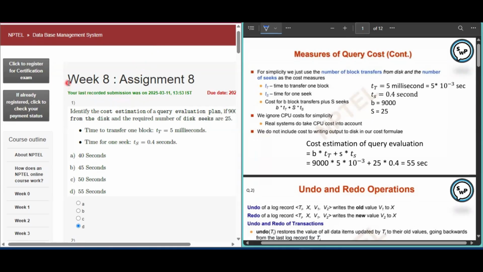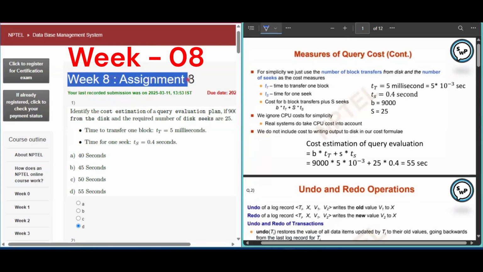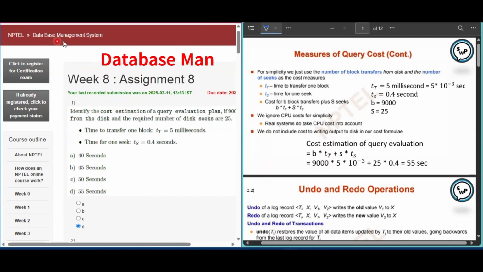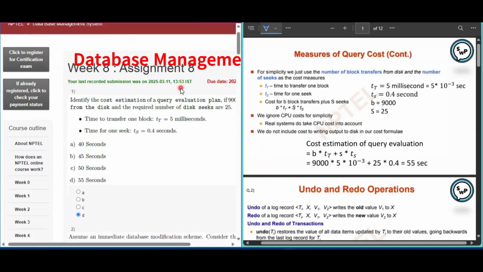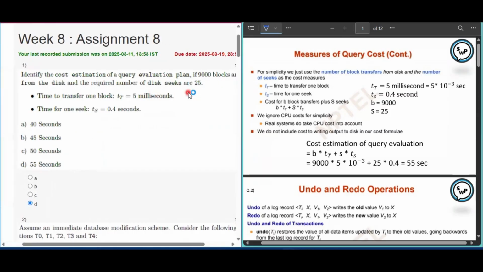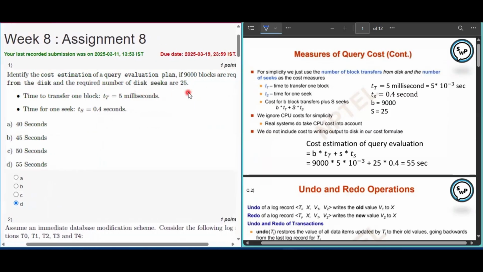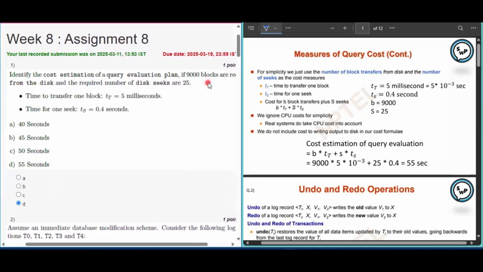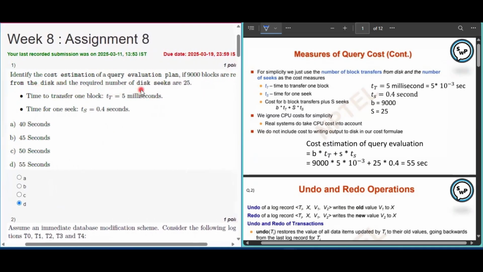Today I will discuss the detailed analysis of Week 8 Assignment 8 answers of the course Database Management System. So the first question is on your screen, that is, identify the cost estimation of a query evaluation plan if 9000 blocks are required to be transferred from the disk and the required number of disk seeks are 25. And the time to transfer one block is given, that is TT is equal to 5 millisecond. Time for one seek is also given, that is TS is equal to 0.4 millisecond.